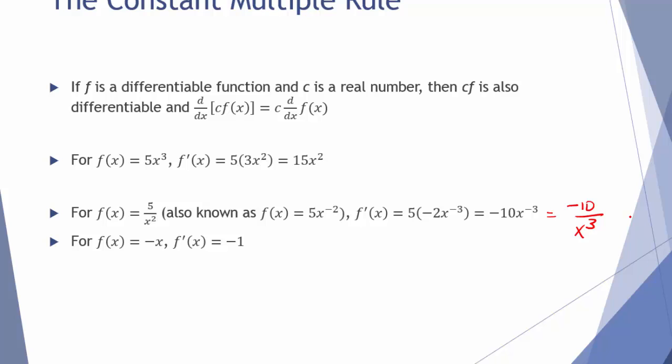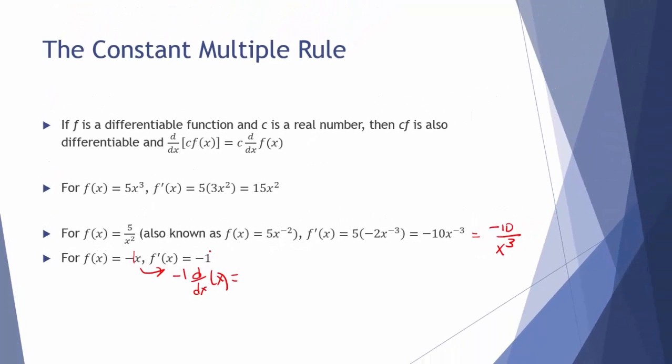For f of x equals negative x, we talked about the fact that if f of x equals x, then the derivative is 1. Well, that means when you take the derivative of f of x equals negative x, the only difference is there is an implied 1 sitting in front of this x. So you take negative 1 times the derivative of x. Well, the derivative of x is just 1, so that's how we're getting this negative 1. So that's the constant multiple rule.